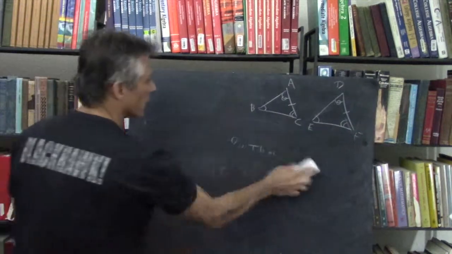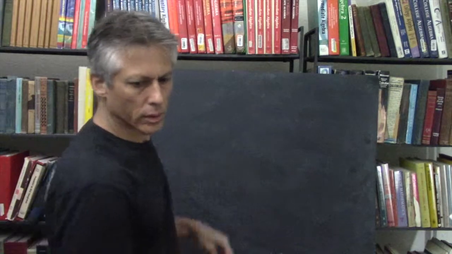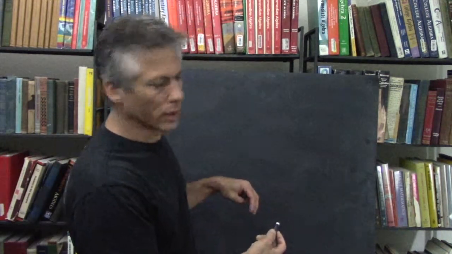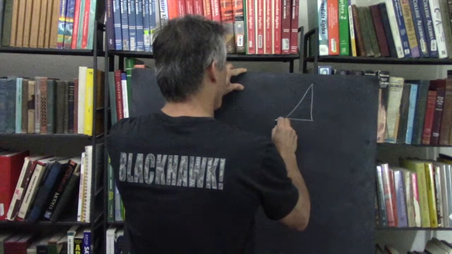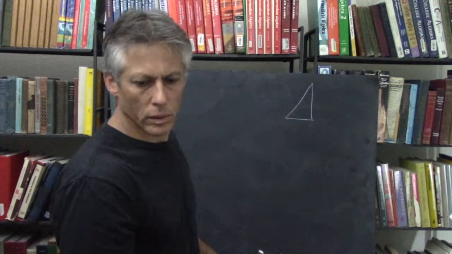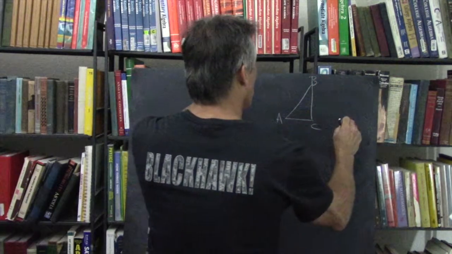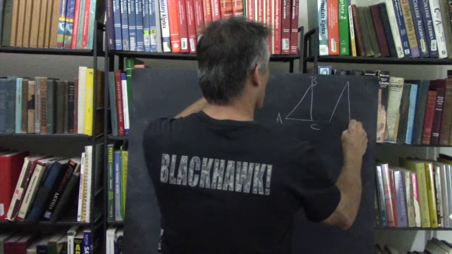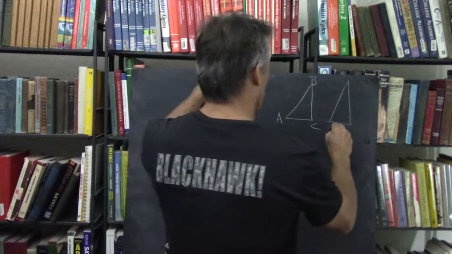Now let's do the next one in this section, hypotenuse leg. So we're going to start with two congruent triangles, ABC, and where's the A? Okay, A, B, C, and D, E, F.